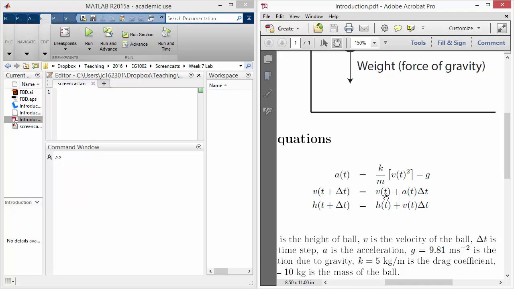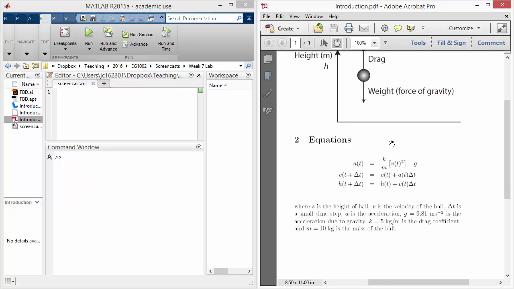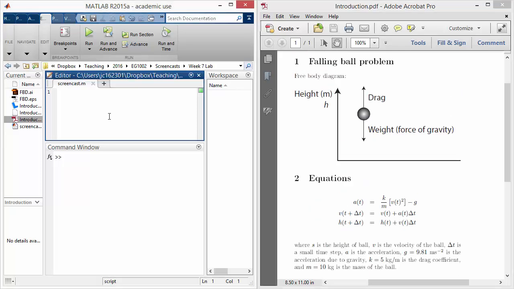So the current value is here, that's v of t, and the update is this one, the acceleration times delta t, the time step. Similarly, the height of the ball a little bit into the future is predicted to be the current height plus some correction for the motion that has occurred during that time step. So that's the structure of these equations. So how would we actually implement this in MATLAB? Well, the first thing that we're going to need are the physical constants, and these are given just below the equations there. We have the acceleration due to gravity, the drag, and the weight or the mass of the ball.